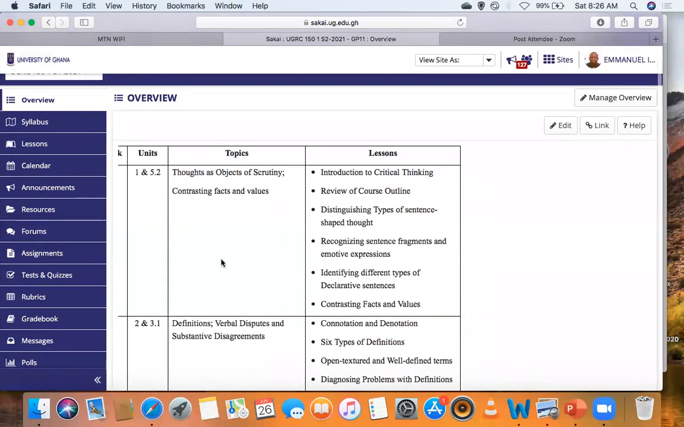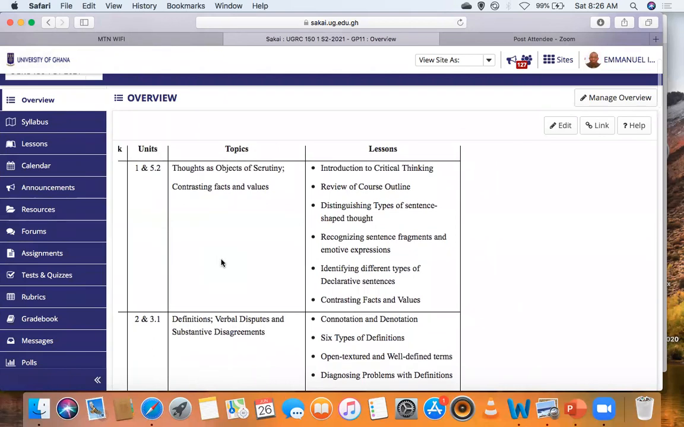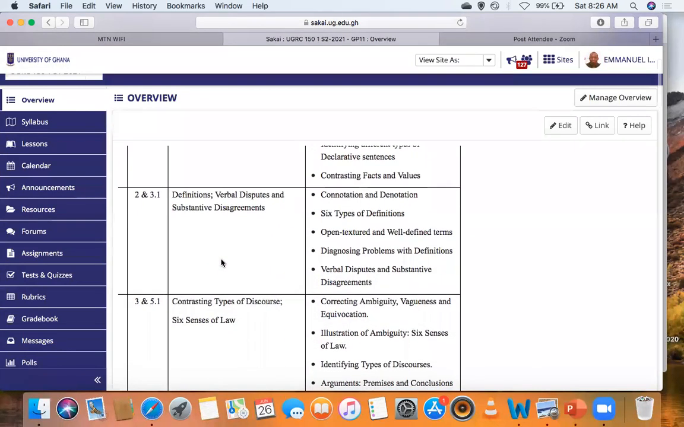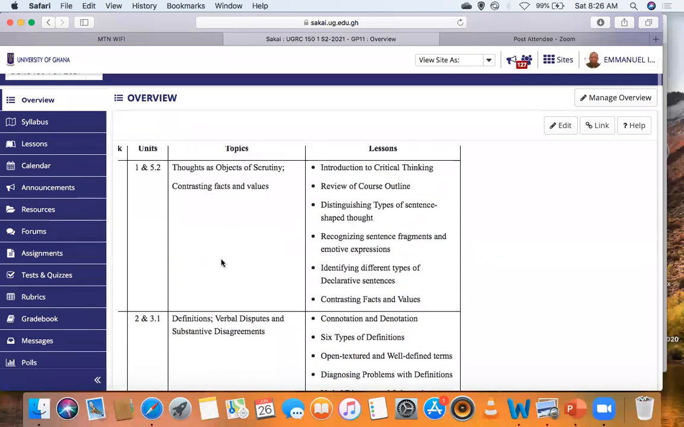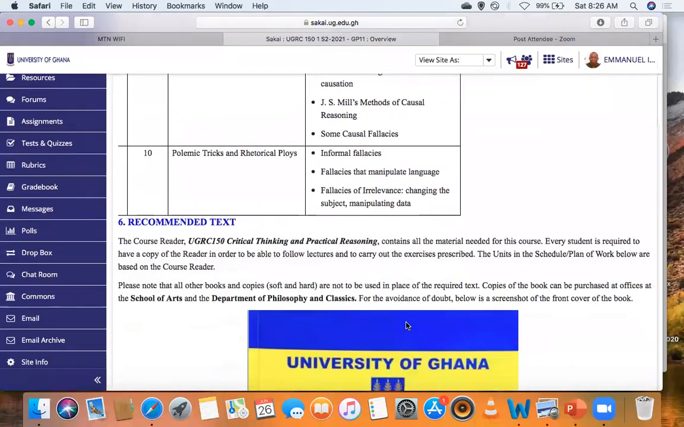For week one, we have units 1 and 5.2. For week two, we have units 2 and 3.1. For week three, we have, so for each week, we're going to have two classes. Now let's go ahead. You can always read this later.